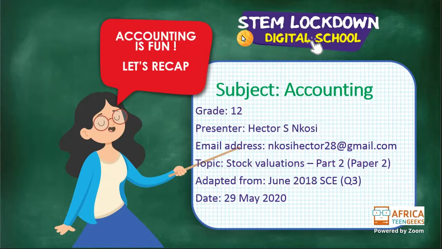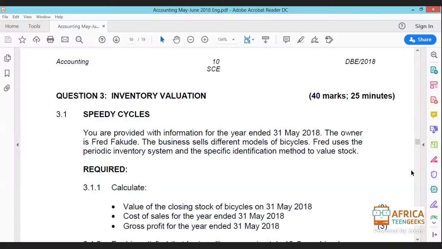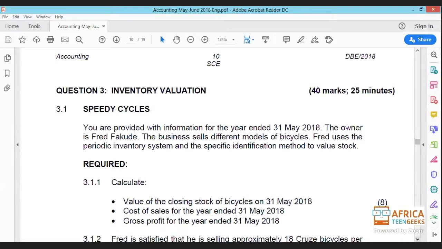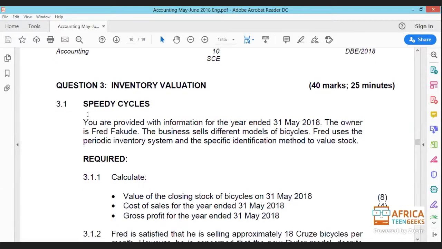Okay, so just go to my question. This is the question I would like us to look at today, boys and girls. Here it says Speedy Cycles. You are provided with the information for the year ended 31st May 2018. The owner is Fred Fagude. The business sells different models of bicycles. Fred uses the periodic inventory system and a specific identification method to value stock.